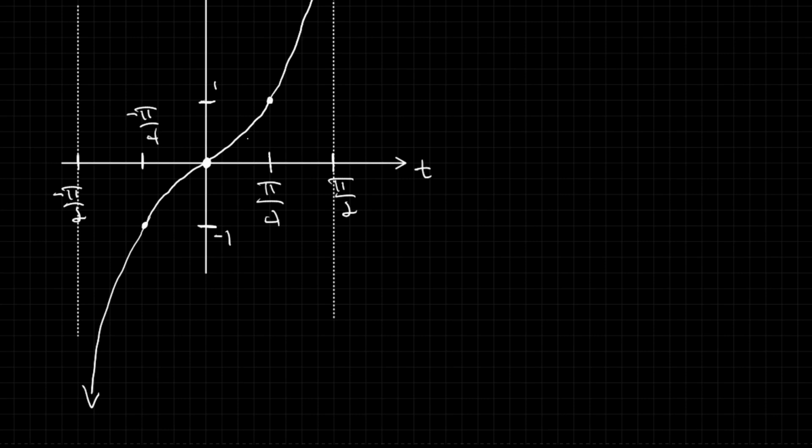And just like there are important t-values and important y-values for cosine of t and sine of t, there are important t-values and y-values for tangent of t, namely the ones that I've filled in here. These 3 points for negative pi over 4, 0, and pi over 4 with y-values minus 1, 0, and 1. And then the 2 other important t-values have asymptotes.